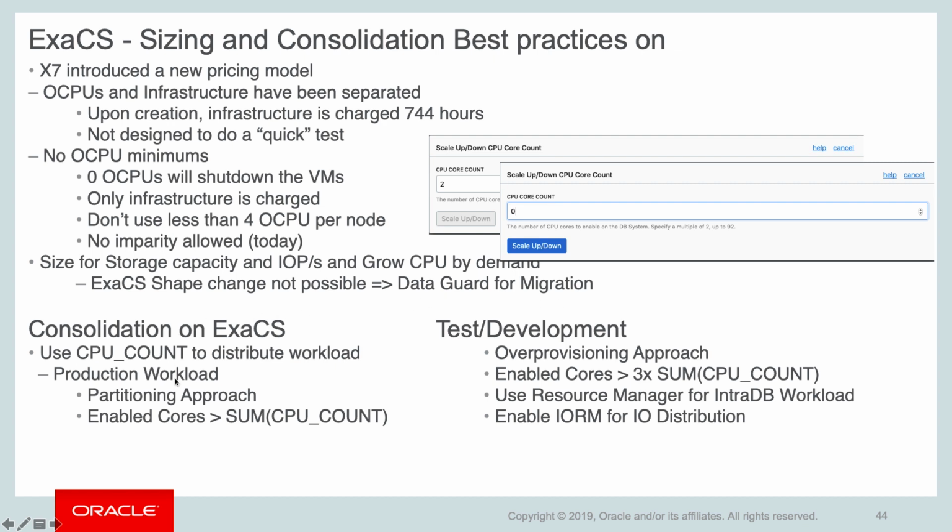In terms of consolidation on ExaCS, you should be using CPU count to distribute workload. For production workload, we recommend a partitioning approach, which means enabled cores should be greater than or equal to the sum of all the CPU counts. In case of test and development, you can take an over-provisioning approach, and enabled cores can be 3 times the sum of CPU counts. You can use Resource Manager for intra-DB workload, and you can also enable IORM for IO distribution.